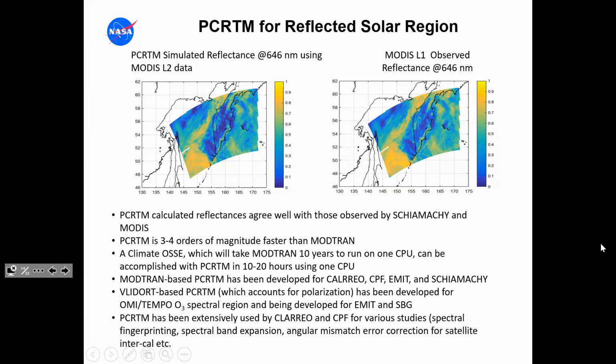So based on this simulated hyperspectral data, we can do a lot of things. We can do inter-satellite calibration. We can characterize the spectral shift. We can do the band extension, because we want to calibrate the CERES instrument, which is a total radiation budget instrument with a very broad spectral coverage. But the CPF has limited spectral coverage. Using PCRTM, we have developed an algorithm to match the two using the hyperspectral information.